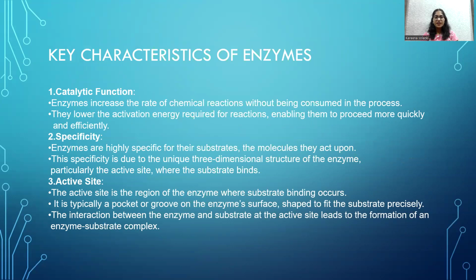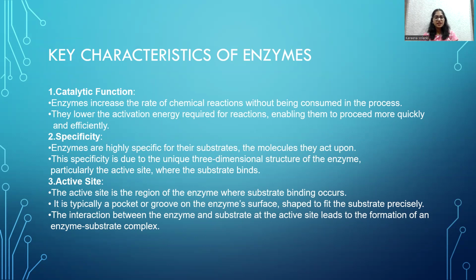Key characteristics of enzymes. The first one is catalytic function. Enzymes increase the rate of chemical reactions without being consumed in the process. They lower the activation energy required for reactions, enabling them to proceed more quickly and efficiently. Specificity. Enzymes are highly specific for their substrates, the molecules they act upon. This specificity is due to the unique 3D structure of the enzyme, particularly the active site where the substrate binds.